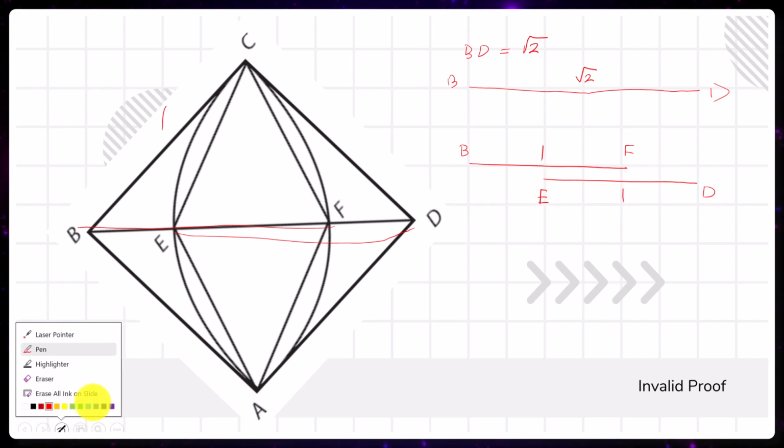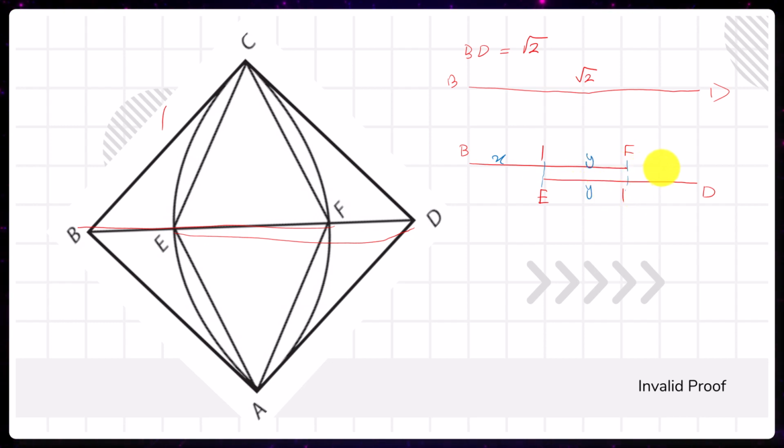Let me just change the color. All right. So let's say we have this part. I want to separate them. Let's say this is x, this is y, and this is y again because they're equal. And this would be z. Now, from the number 1, we can just do the same thing, right? I want to just separate it. So this would be x, this would be y, and this would be z. These are the same points like E and F.